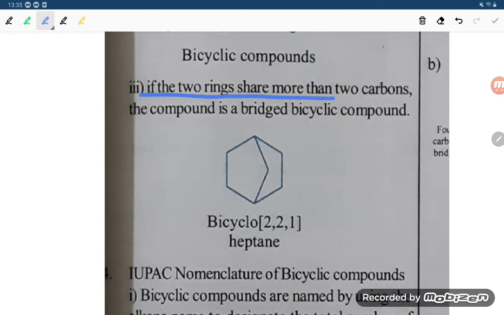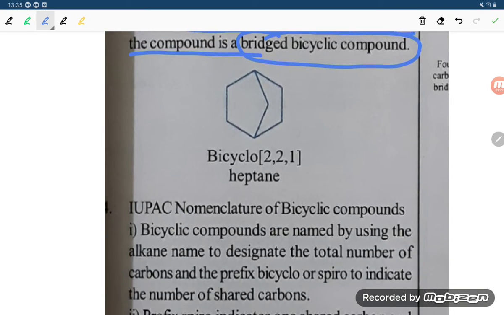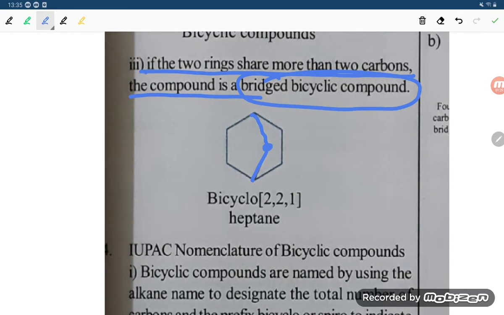If the two rings share more than two carbons, the compound is called a bridged cyclic compound. Bridged cyclic, so bicyclo, this is more than two. Here one more carbon is there. So that is what they are saying: if the two rings share more than two carbons, the compound is a bridged cyclic compound.